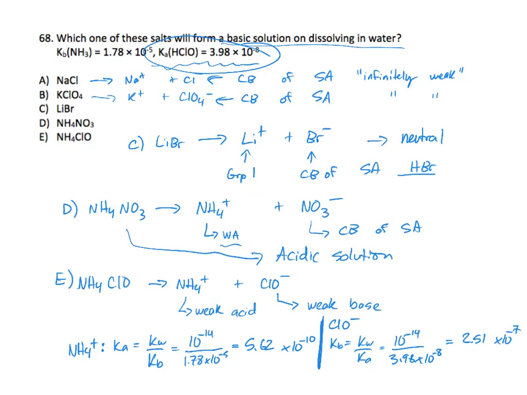That Kb value here is much larger by around a factor of 1,000 or so compared to the NH4 plus. 3 orders of magnitude different. It's a bigger number, therefore the base part of this salt is going to win out, and you're going to have a basic solution. So that means the correct answer here is E.